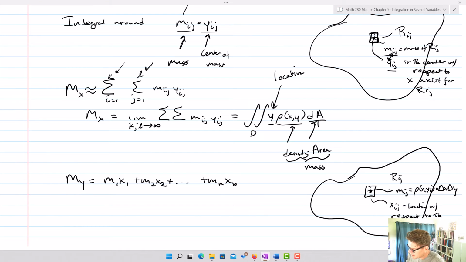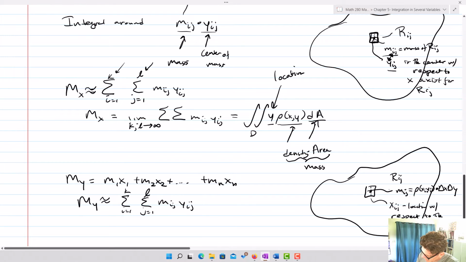Or with respect to the y-axis, excuse me. Right, so it's got an x, so it's with respect to the y-axis. So this M_y then is going to be, if we approximate it, we want to get lots of these boxes. It's going to end up being the sum i equals 1 up to k, the sum j equals 1 up to l, of m_ij, y_ij, okay?